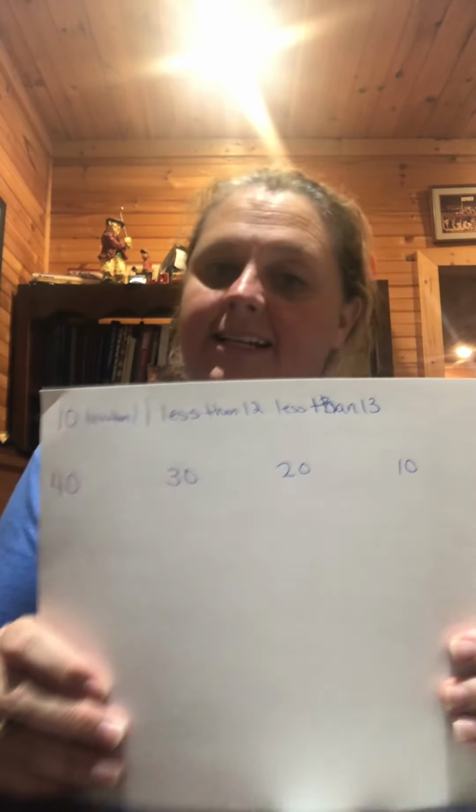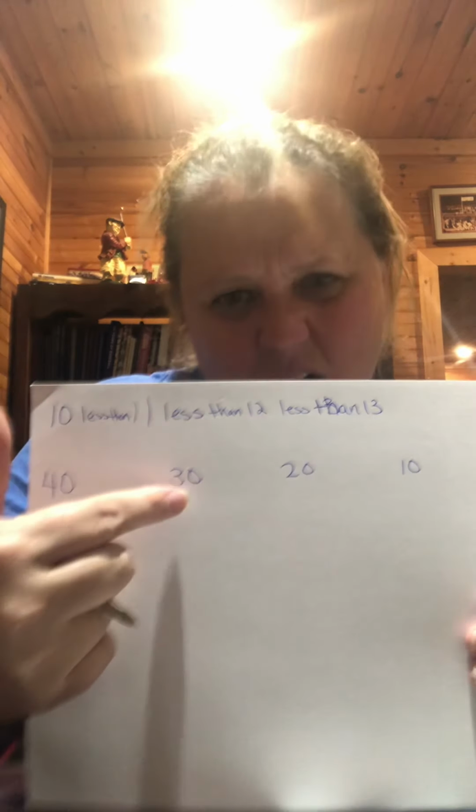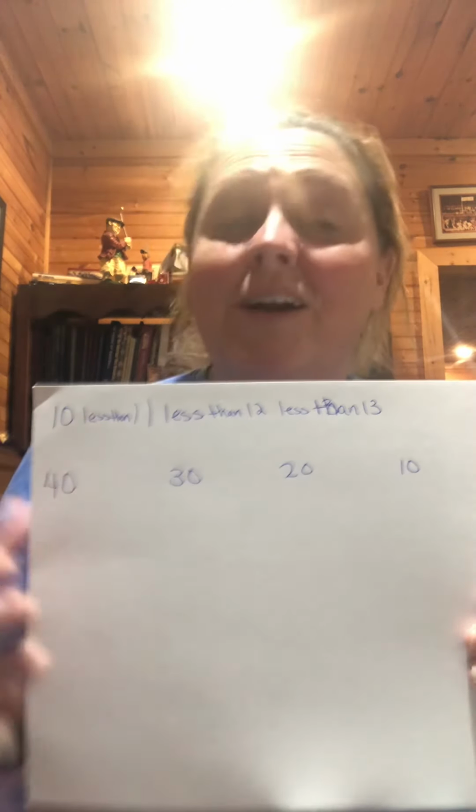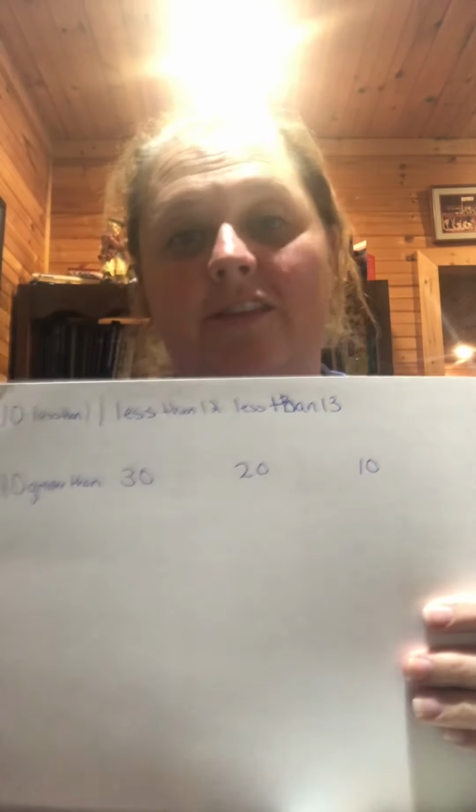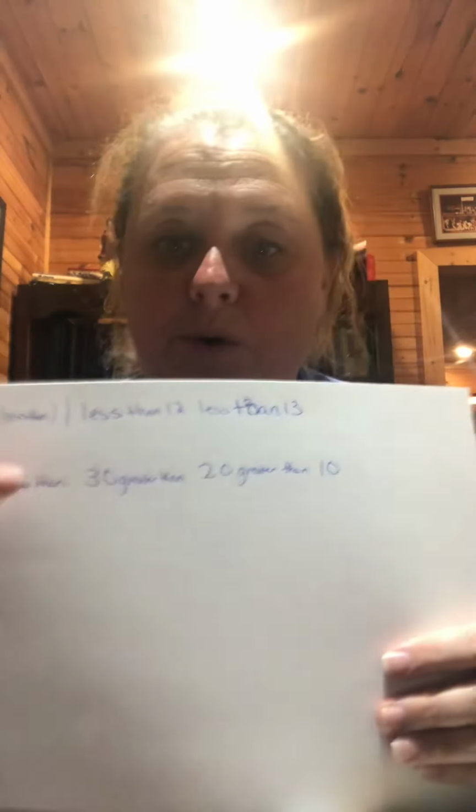So we're going to say 40, 30, 20, and 10, right? Let's discuss it. 40 is greater than 30 or less than 30? Right, it's greater than, so we will write greater than 30. Is 30 greater than 20? Yes. 30 is greater than 20. Is 20 greater than 10? Yes. 20 is greater than 10. So we're using the word greater than.